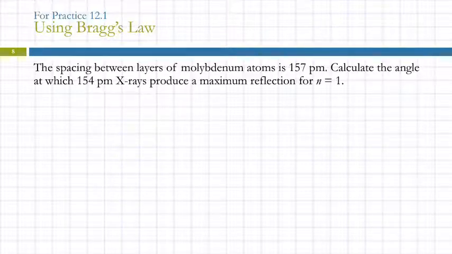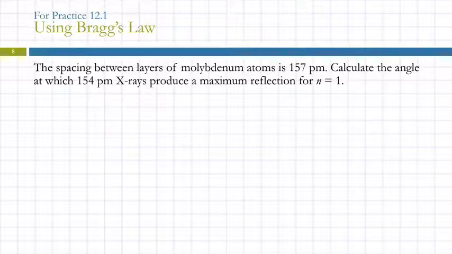Okay, let's do a calculation using Bragg's law. So we're told that the spacing between layers of molybdenum atoms, that's just a hard one to say, molybdenum, is 157 picometers. Calculate the angle at which 154 picometer X-rays produce a maximum reflection for n equals 1.